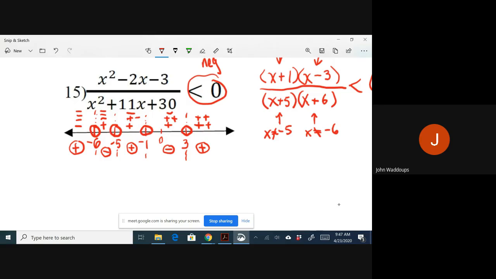So we're looking at the intervals where they're negative, and that would be right here and right here. And so our solution set goes in between those two. So we fill that in here.